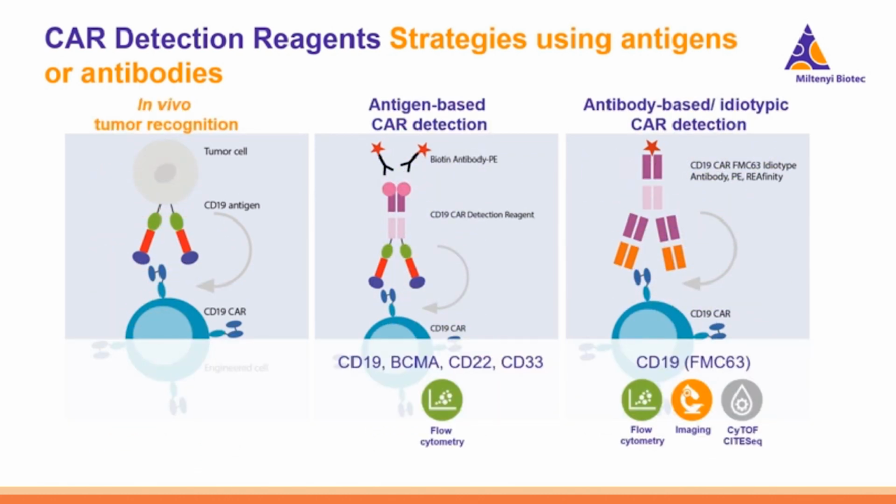We have the right solutions for antigen-based CAR detection of CD19, BCMA, CD22, and CD33 CAR detection by flow cytometry. We also have the idiotype antibody to detect FMC63-derived CD19 CAR by flow cytometry, and this reagent is also compatible with imaging applications and CyTOF or CITE-seq.